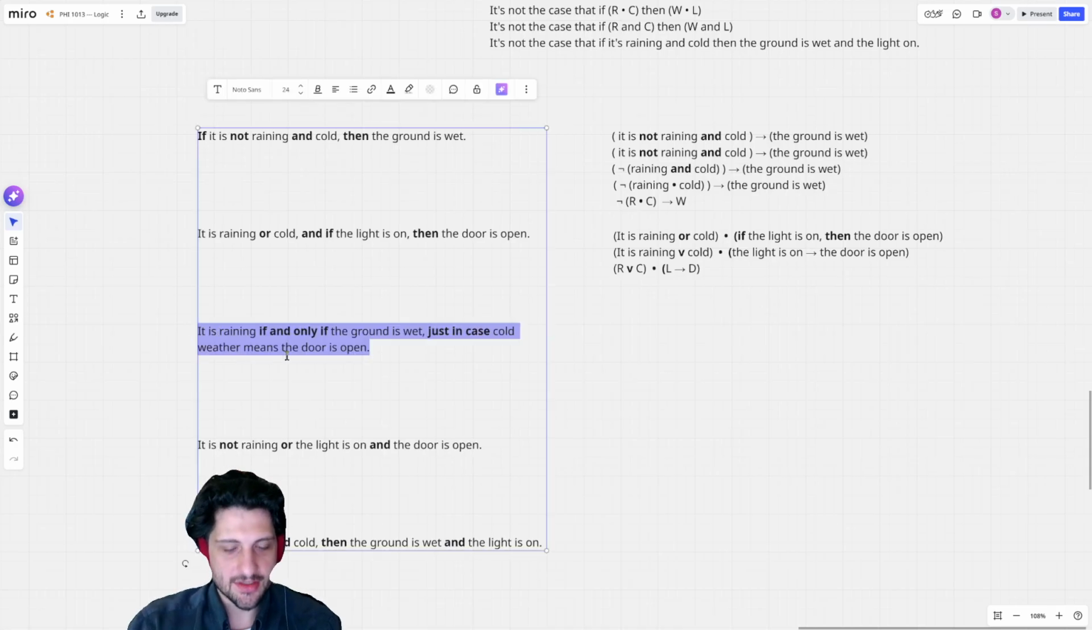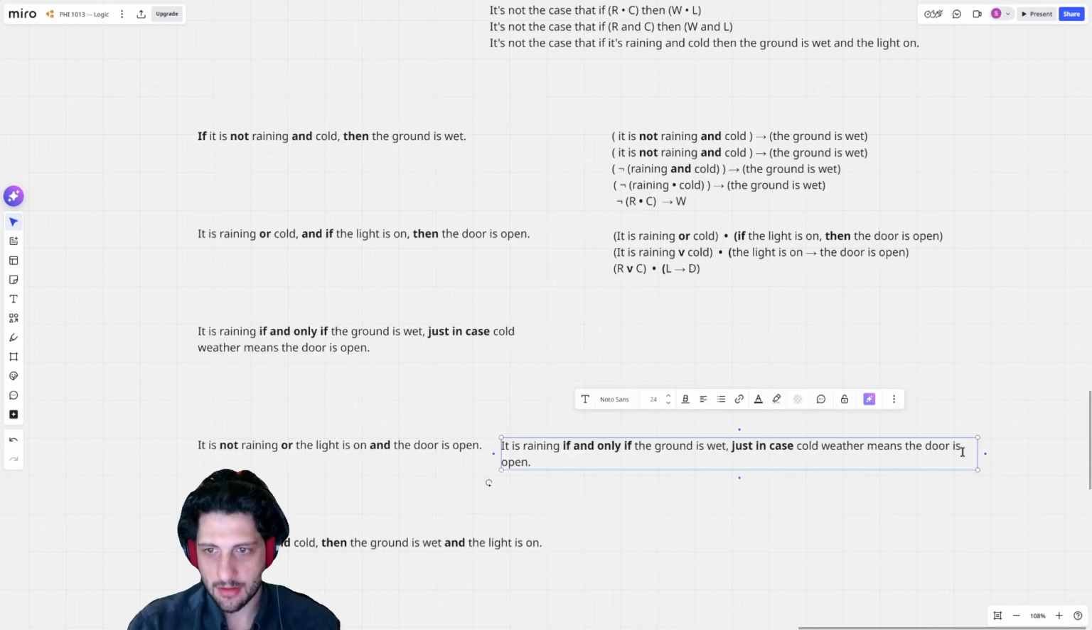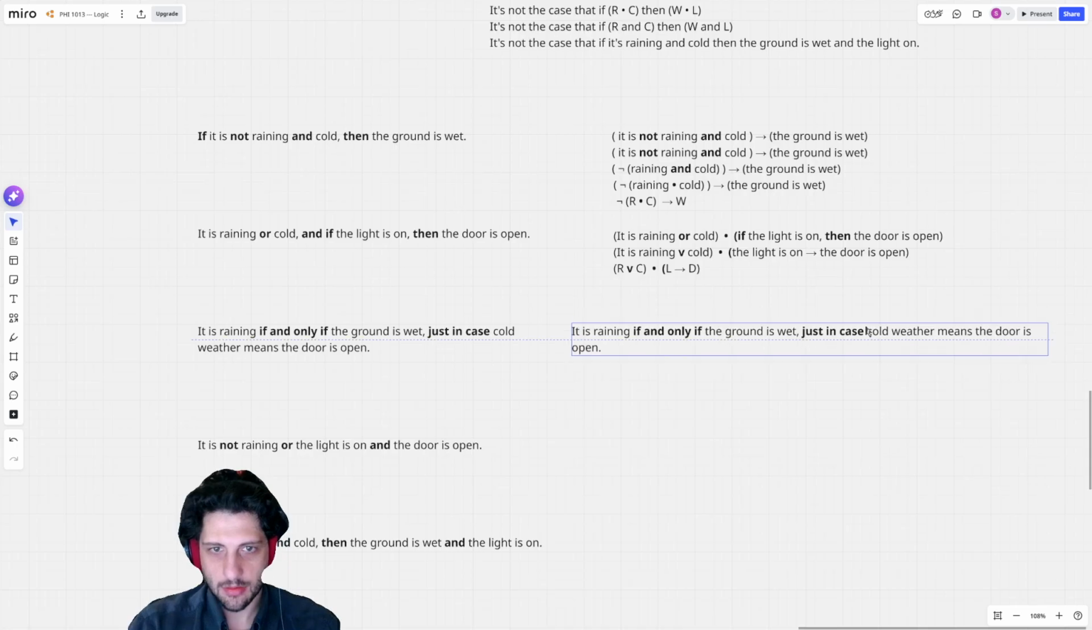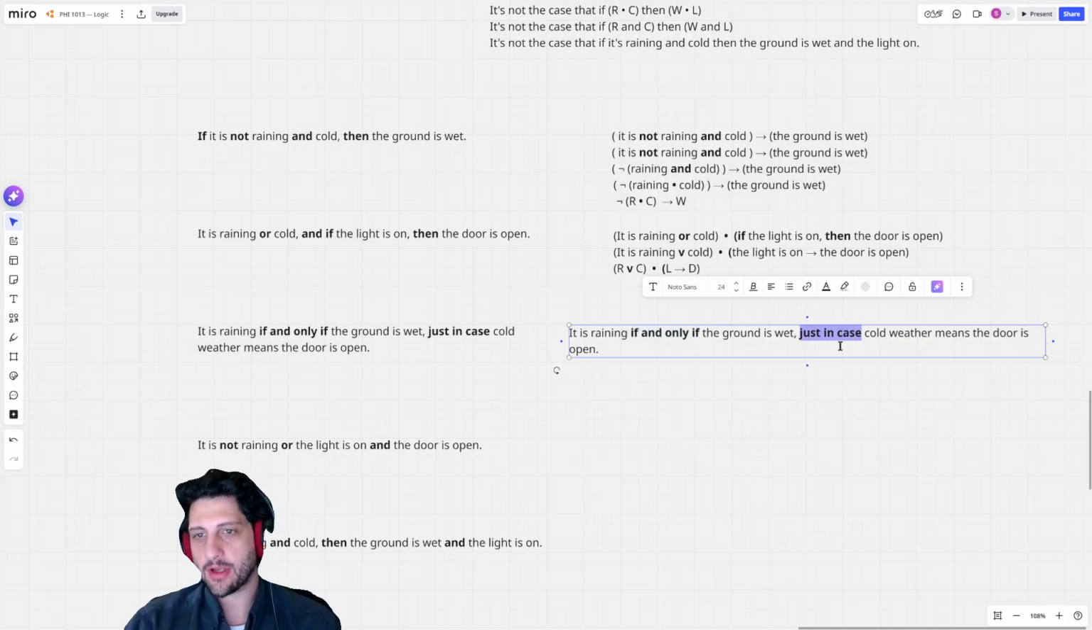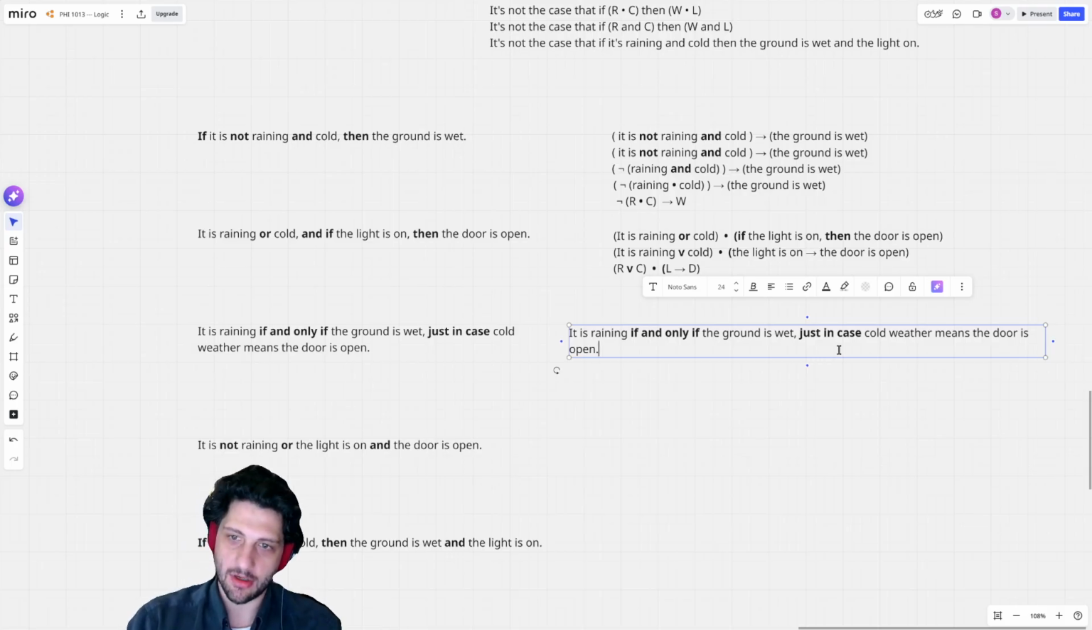Okay, so we have this next sentence here. And again, we have this if and only if, and then another just in case. Just in case, we haven't talked about too much, or maybe not at all yet. Just in case is actually another way of saying if and only if, right? So if I said I'm going to the party just in case Bill is, what I'm saying is if Bill goes to the party, I'll go to the party. But if Bill doesn't go to the party, I'm not going to the party, right?